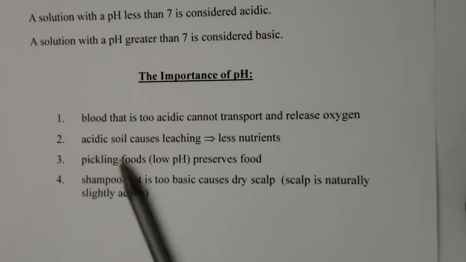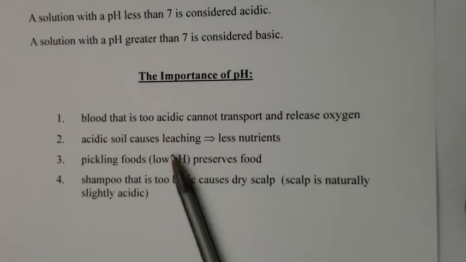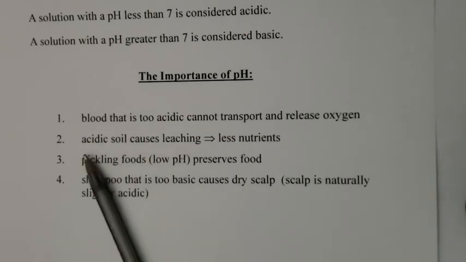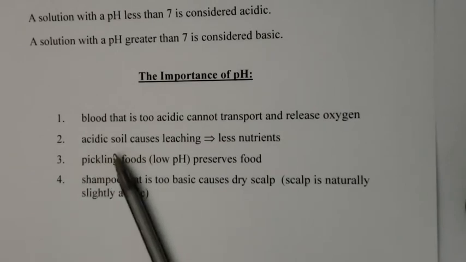Soil. Acidic soil causes leaching. Leaching is when it rains and it washes all the nutrients out of your soil. So if you find that your soil is very acidic, your plants aren't going to grow very well either. I compost all my vegetables, but one thing I don't put in the compost is lemons, like the lemon peels, because lemons are acidic and it could lower the pH of the soil, and I don't want that to happen. So if your plants aren't growing well, it's a good idea to test the pH of your soil. It should be neutral.